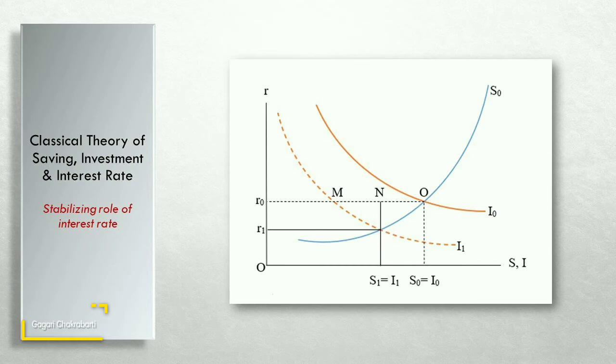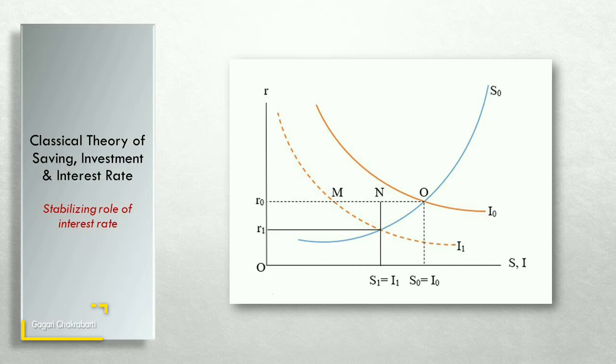So as the investment function shifts towards left and the new equilibrium is attained at interest rate R1, then there is some increase in the consumption expenditure which is given by ON, and some revival in investment which is given by MN. So this MN plus NO, or the increase in consumption expenditure plus some revival in the investment expenditure, would be just equal to the original autonomous decline in investment demand, which is given by the distance OM in the figure.